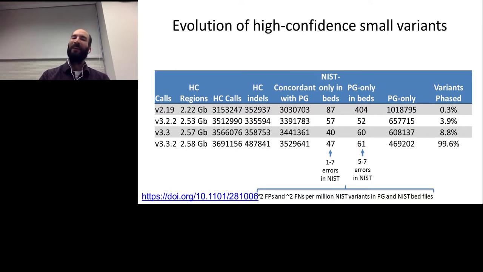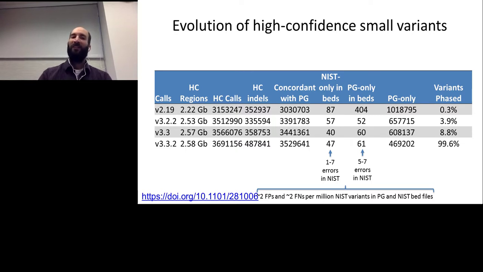And we can't really assess the performance of our calls outside the platinum genomes high confidence regions. So it's a little hard to know exactly what the error rates are, but we talk about this in some more detail, including some evaluations we did based on trio Mendelian inheritance, in this preprint that's linked to at the bottom left of this slide.